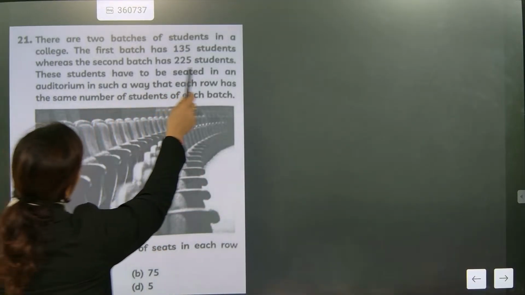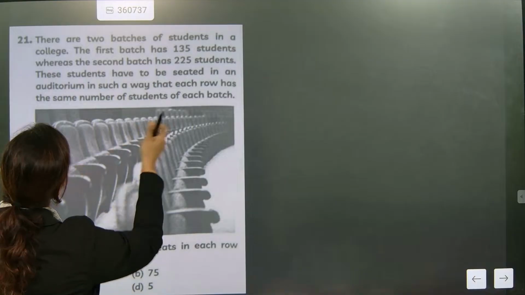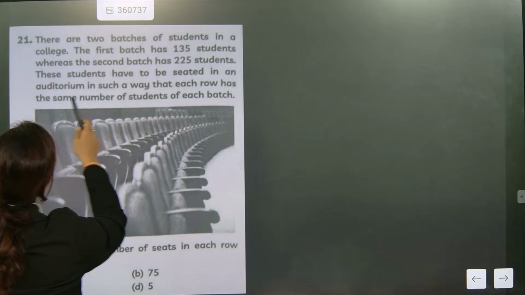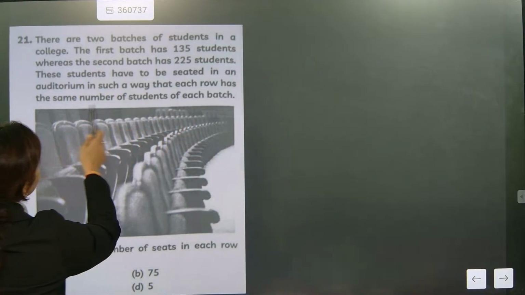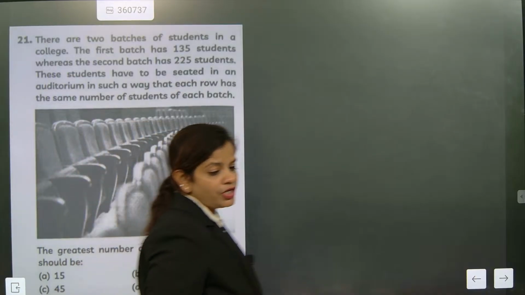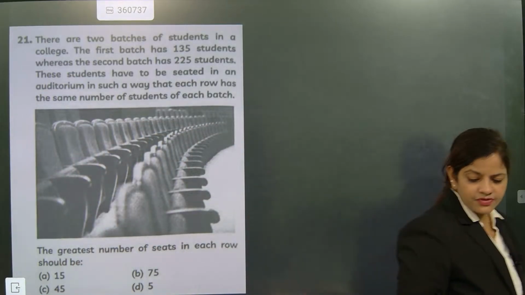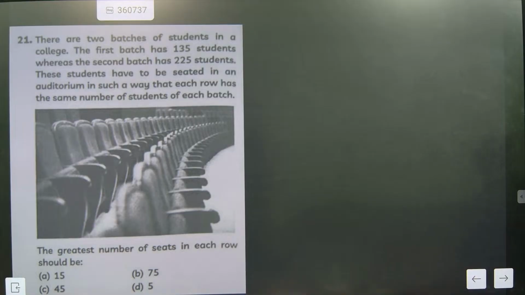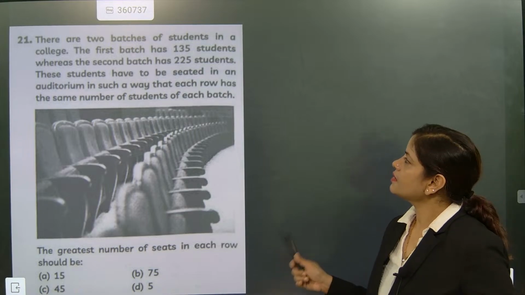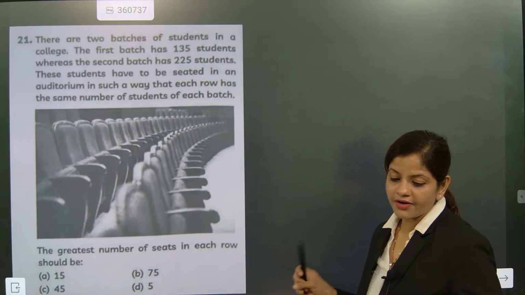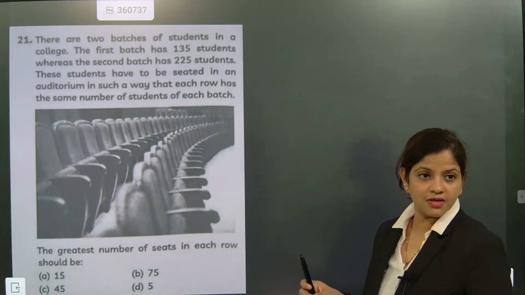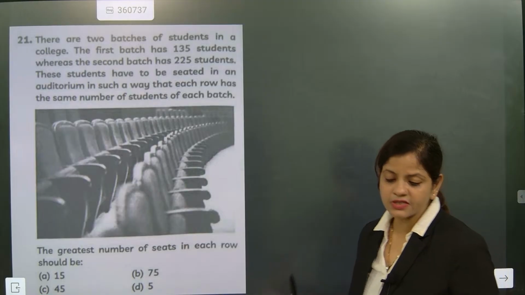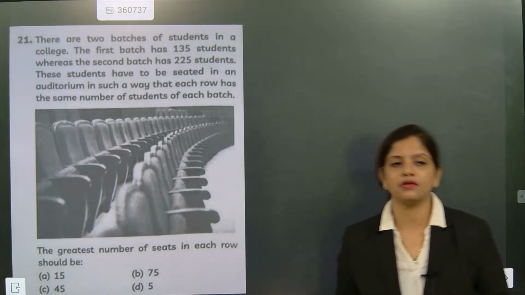There are two batches of students in a college. The first batch has this many students. These students have to be seated in an auditorium in such a way that each row has the same number of students of each batch. So you need to understand that each row will have the same number of students. When the same number of students are there, that means 100% it is going to be HCF only. Common, HCF, highest common factor. Understood or not?